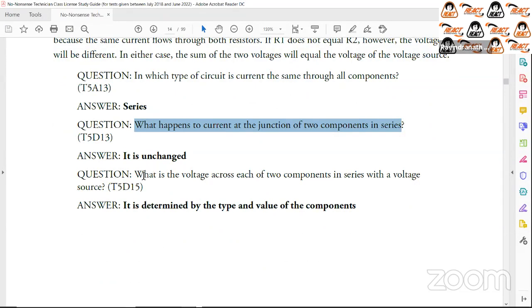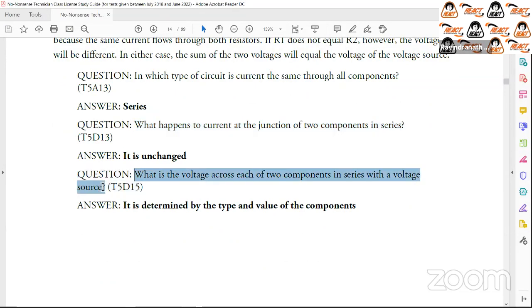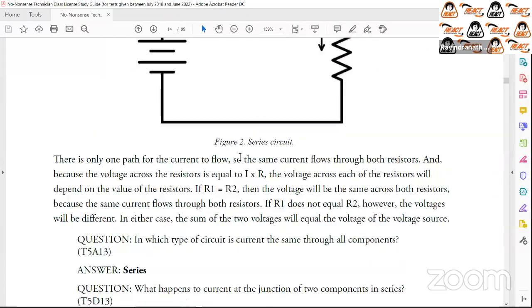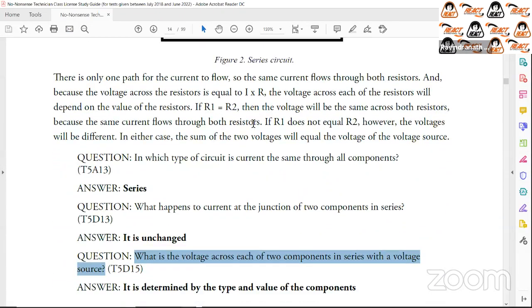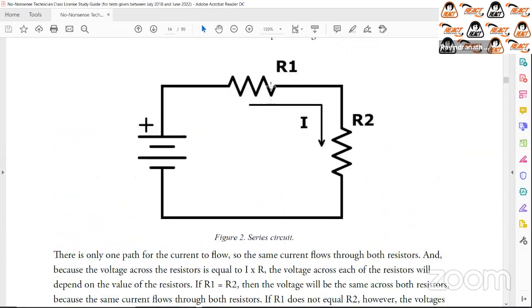There's one more kind of question they will ask you. Remember we talked about how resistors could be the same value, just like pipes could be open the same amount, or one might be open a little more than the other. This is their question. What is the voltage across each of two components in series with a voltage source? Yeah, that's just a tie-up way of asking you the same question, right? We said that if the resistors are the same, then the voltage would be the same. But if the resistors are different, the voltage across one would be different to the other. So in other words, the voltage is dependent on the values of the resistors.